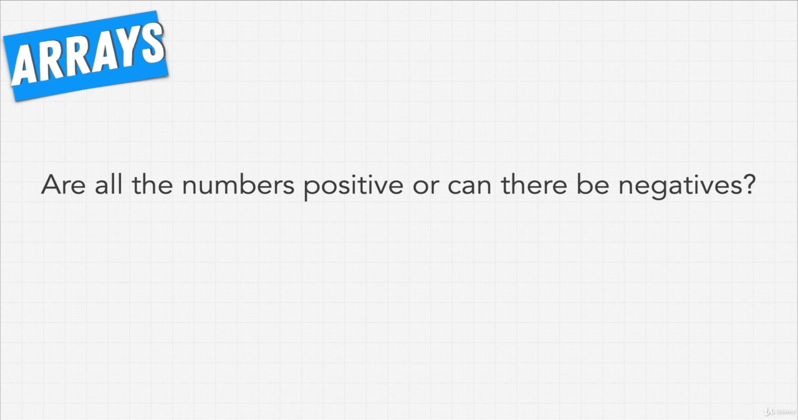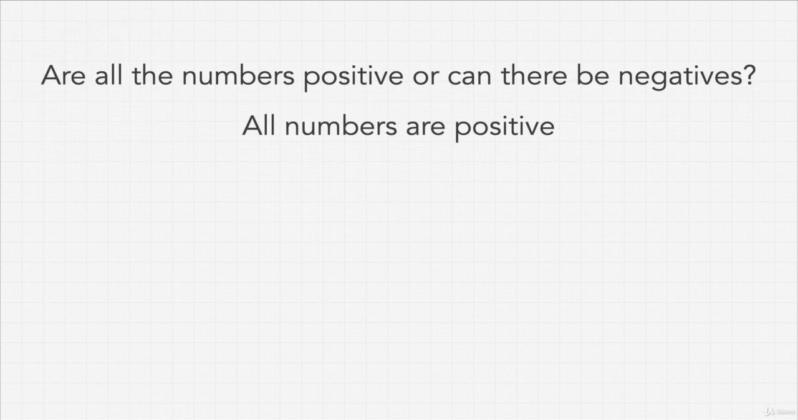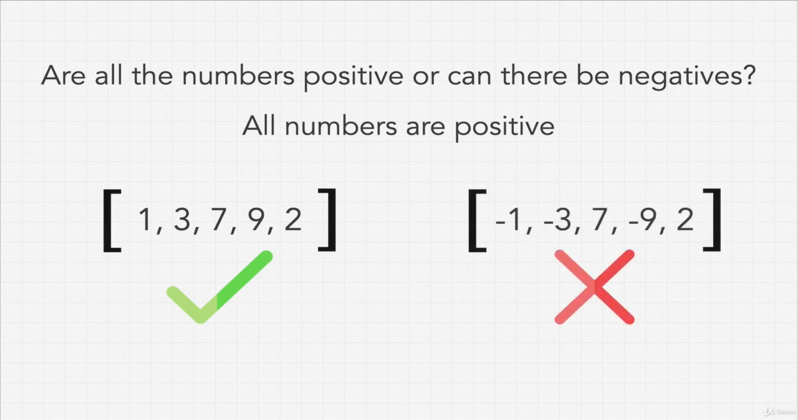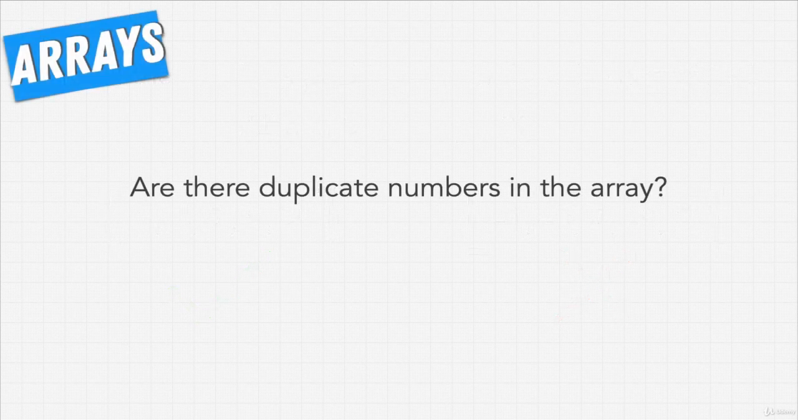In this particular case, though, our interviewer may say to us that all of the numbers are positive. Don't worry about negatives. So this means that the array we receive, we are guaranteed that everything is positive. We will never receive an array that contains any negative integers at all. The next question we might ask is, are there duplicate numbers in the array?